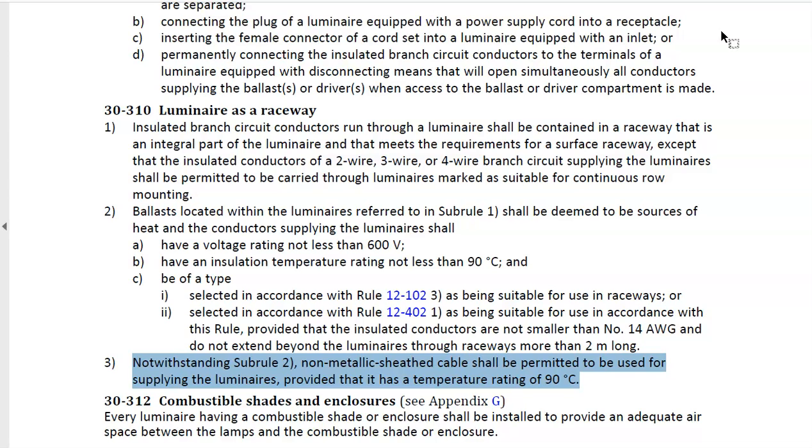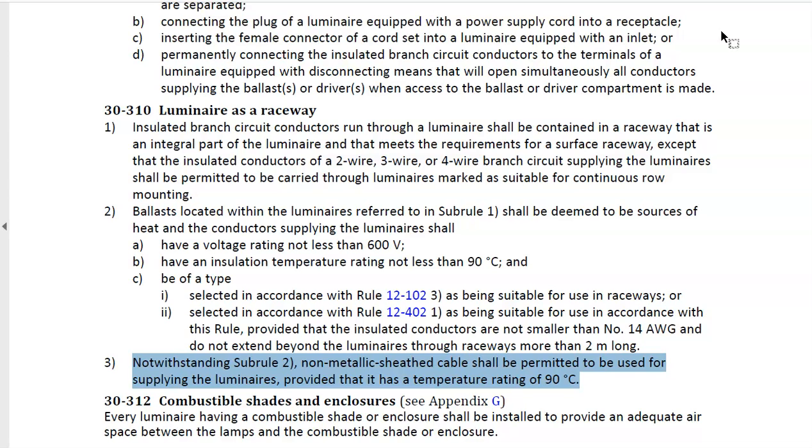You are allowed to use NMD 90 inside of these. Although the previous one said it had to be 600 volt rating, they realized that there's miles of this stuff in ceilings all over the place that we can't control, so they're just going to allow it rather than having to fail everybody out.